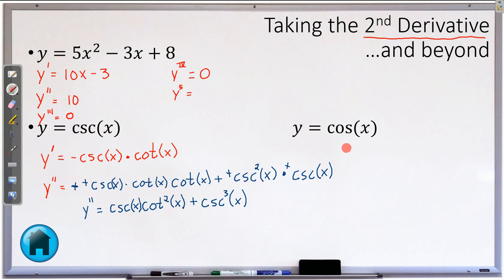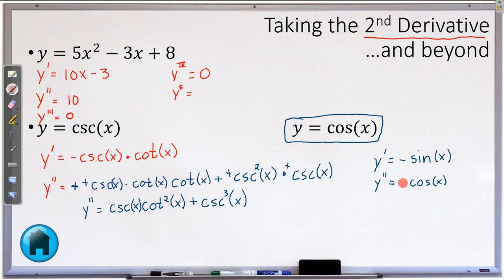All right, one more, a nice easy one. Cosine of x. This one should be nice and fast. The first derivative, the derivative of cosine, is negative sine. So what if we keep going? The second derivative. Well, the derivative of sine is cosine, but there was that negative in front, so that has to stay.